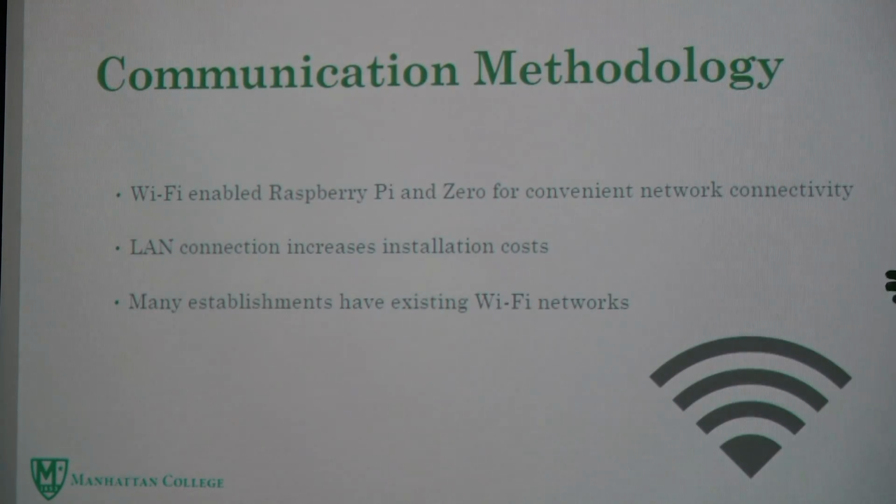So our system's communication is Wi-Fi based, which is enabled on the Raspberry Pi. We use Wi-Fi because of its convenience. Many establishments already have Wi-Fi networks installed. We kind of veered away from the local area network because of the installation cost and the hassle of installation as well.